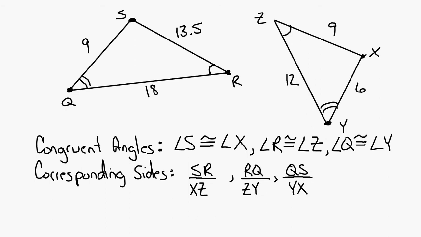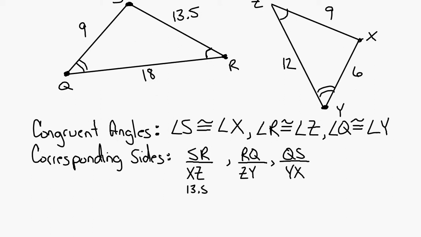So under each of these ratios, let's write a ratio with numeric values in it. So this side SR is 13.5, isn't it? And side X to Z is, how far is it from X to Z? 9. Okay. R to Q is 18, and Z to Y, that was 12. And Q to S was 9, and Y to X was 6.